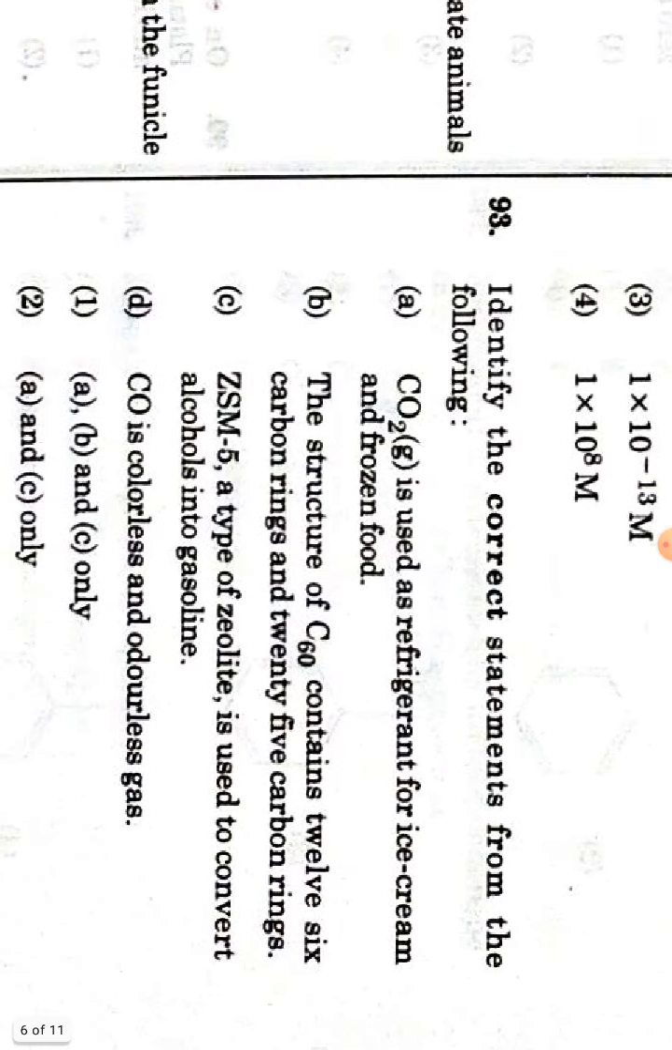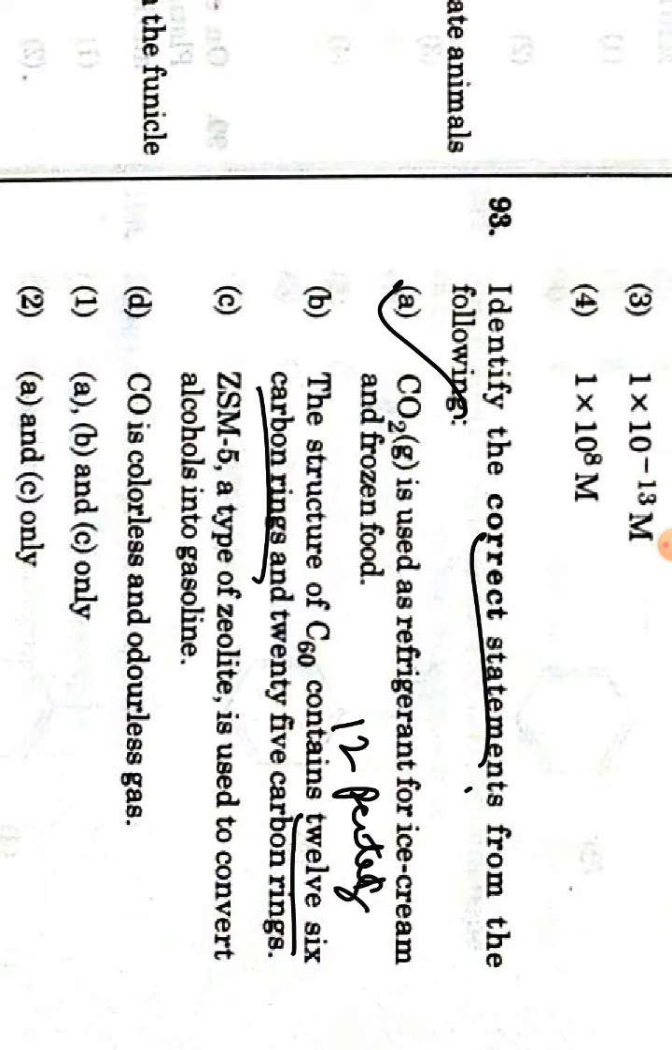So the first question is, identify the correct statement of the following. CO2 is used as a refrigerant. Yes, refrigerant, and this is correct. The structure of C60 contains 126 carbon atoms. This is wrong. It contains 12 pentagonal rings and 20 hexagonal rings. So this is wrong.